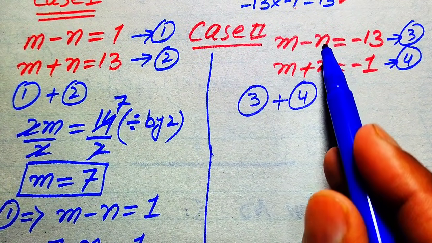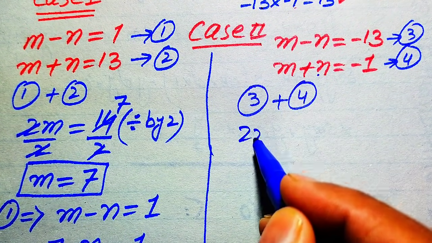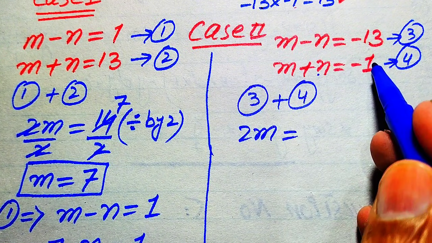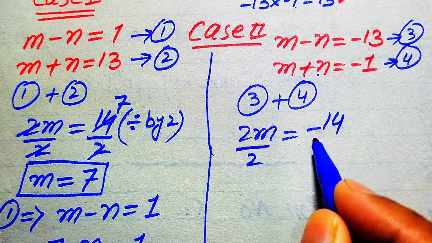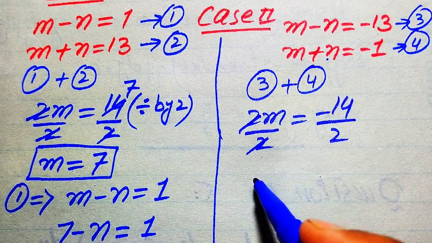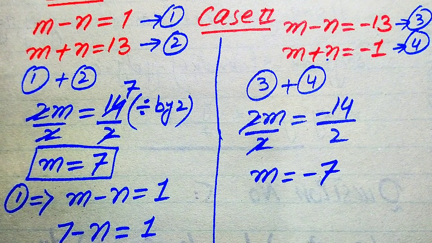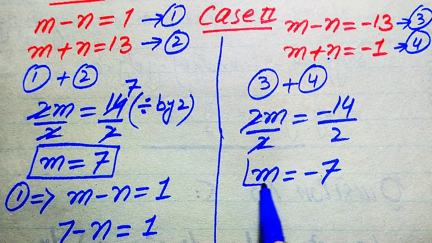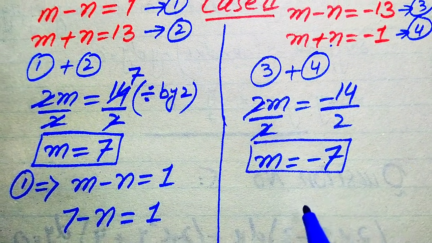So you see here, the negative and positive terms cancel out each other, and m plus m becomes 2m equals minus 13 minus 1, which becomes minus 14. And now we again divide it by 2. This 2 and this 2 cancel out each other, and we get here m is equal to minus 7. So this is the second value of m, and now here we substitute this value of m into equation number 4.